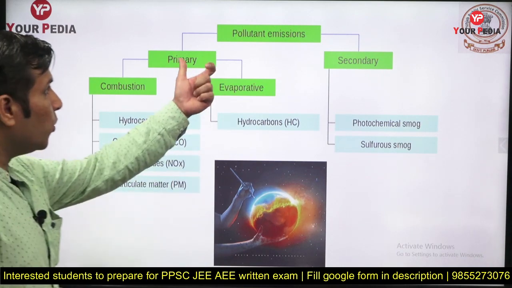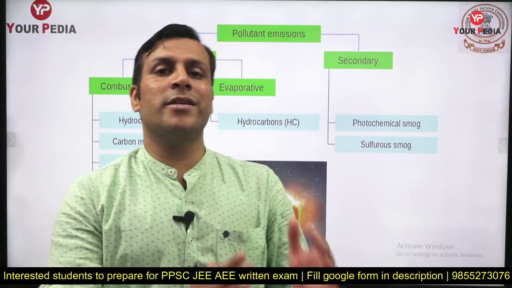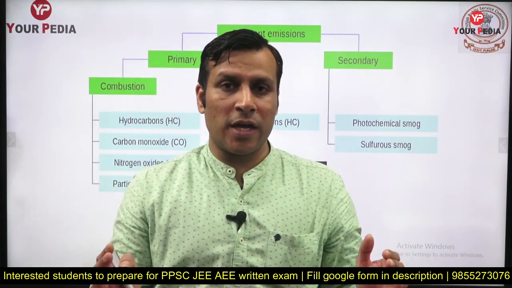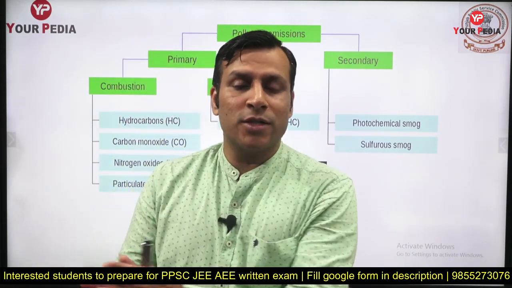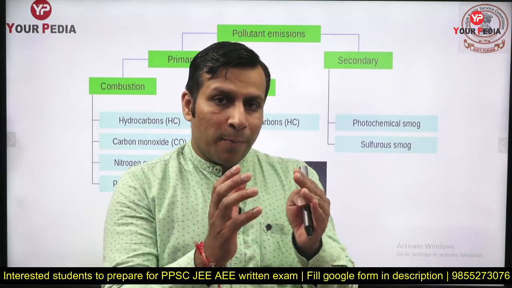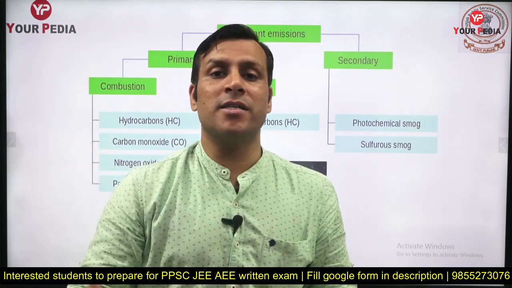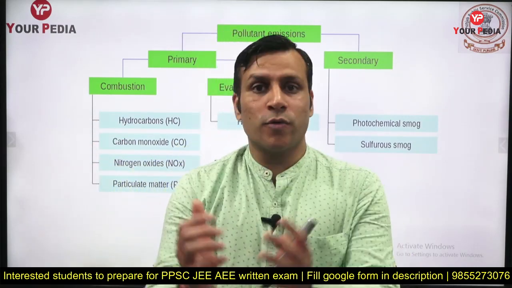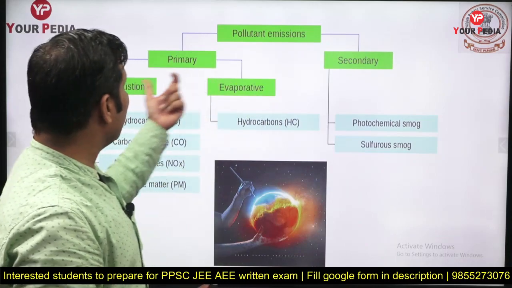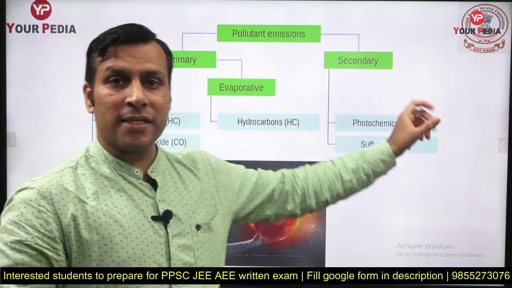So guys, what are pollutants? Pollutants are harmful substances which are generated from some source. The source may be an automobile, an industry, or a thermal power station. The place from where that harmful substance is generated is known as the source of that pollutant. Based on that, we can classify pollutant emission into two categories, the primary and the secondary.